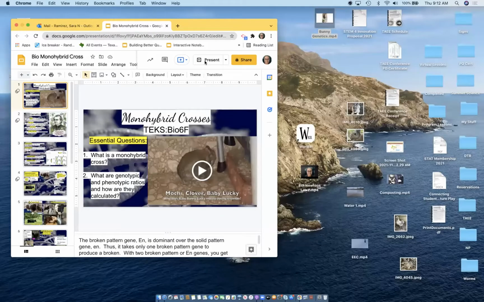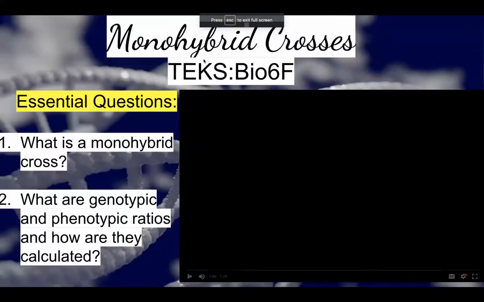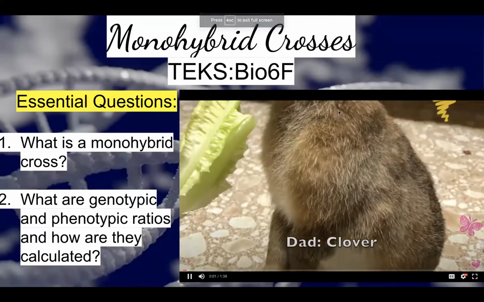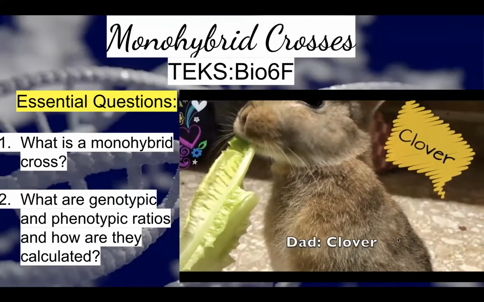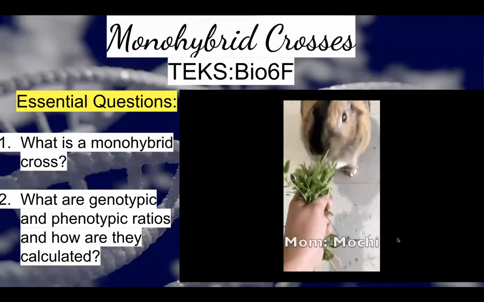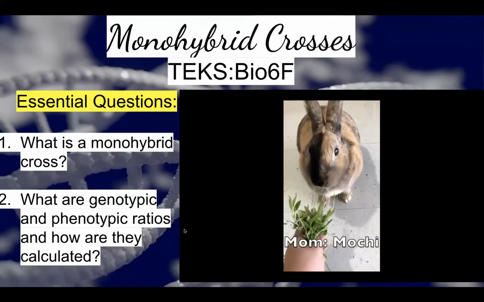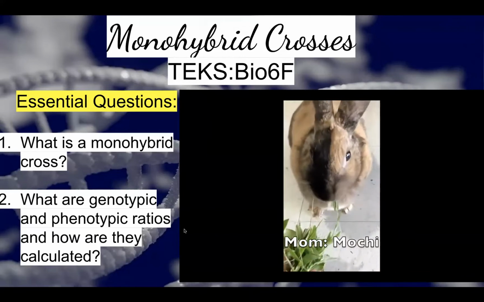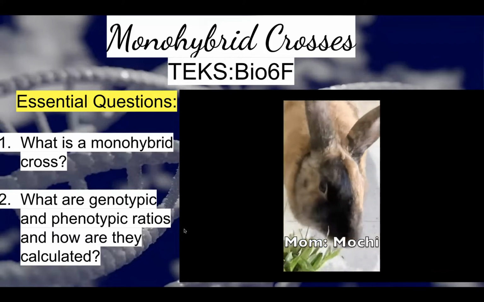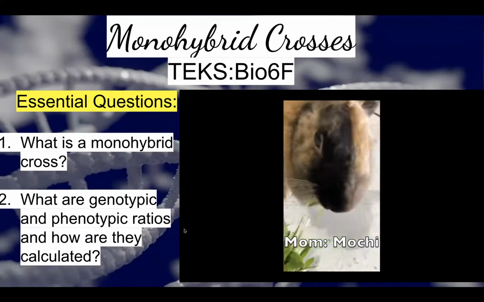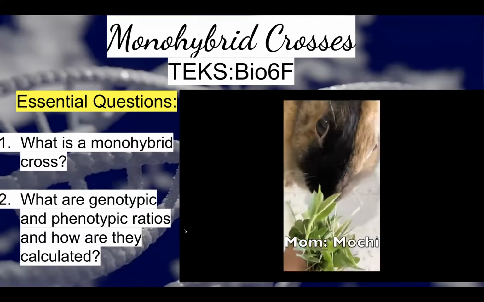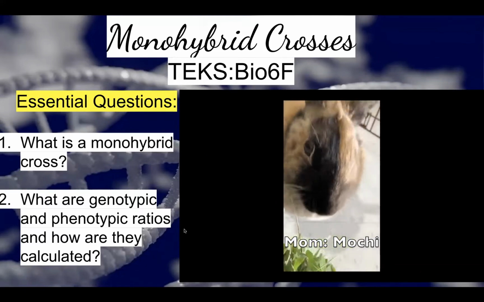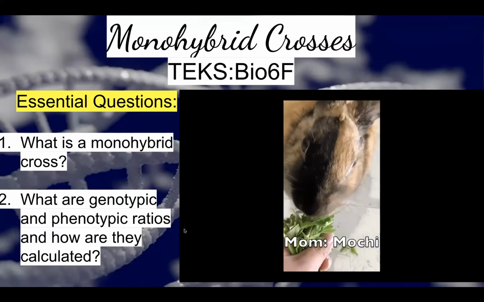So for our presentation today, I have a couple of questions for you guys to keep in mind. And as I'm reading the questions on the right, you'll see a little video with my rabbits. So your essential questions for the day are: 1, what is a monohybrid cross? And 2, what are the genotypic and phenotypic ratios, and how are they calculated? So hopefully you should be able to answer those 2 questions by the end of this session. So on the right, you'll see the video.